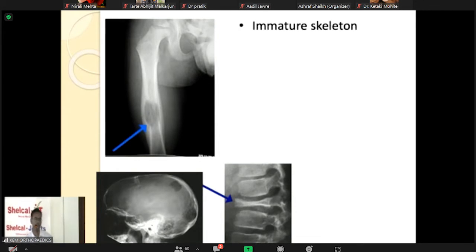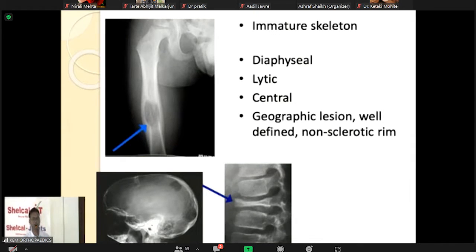X-ray, anteroposterior X-ray of an immature skeleton showing a skull, spine, and femur diaphysis. With a diaphyseal lytic lesion in the 2/3 of the diaphysis. Lytic and with no cortical erosion. Central.